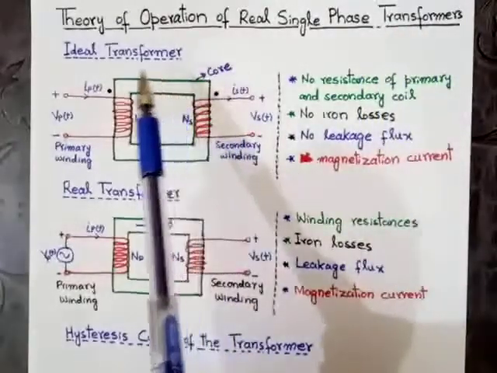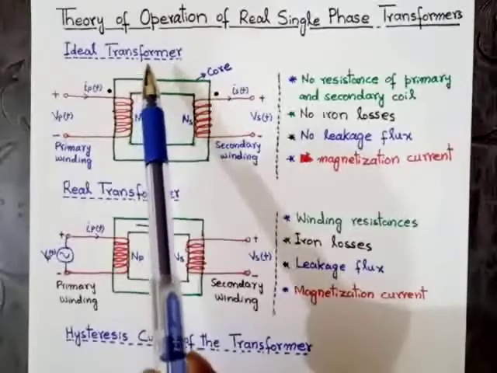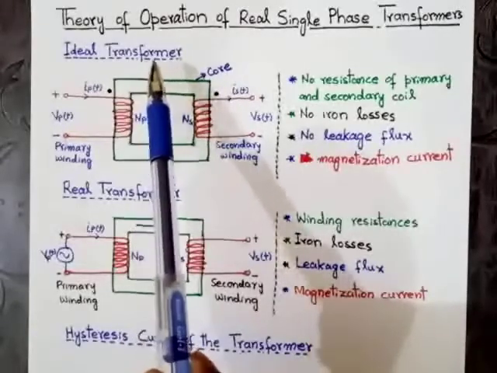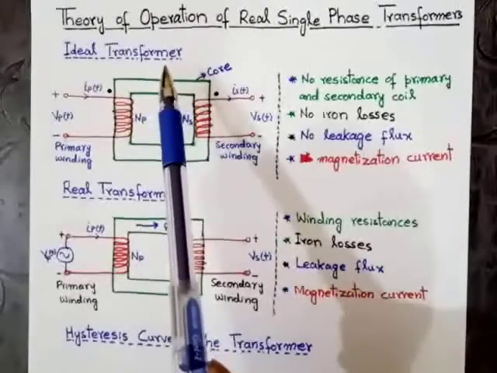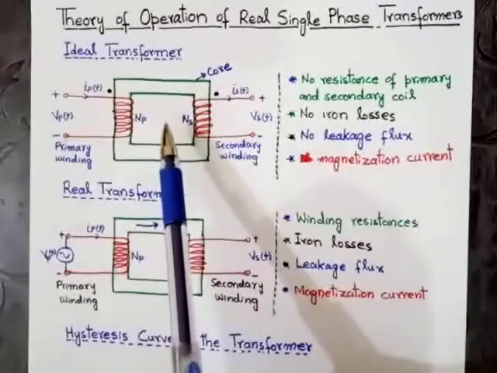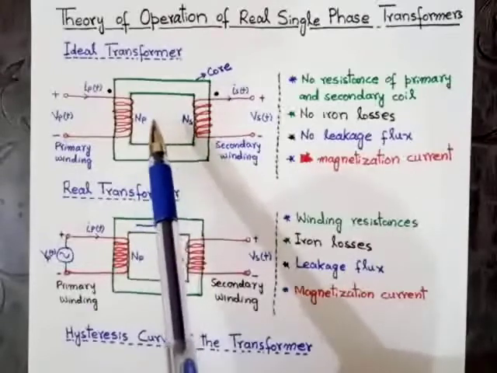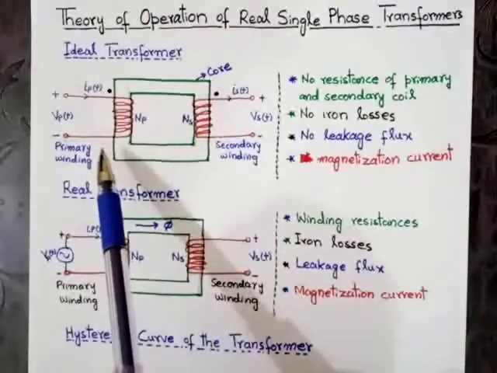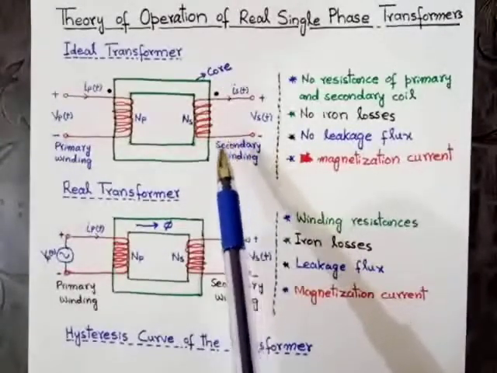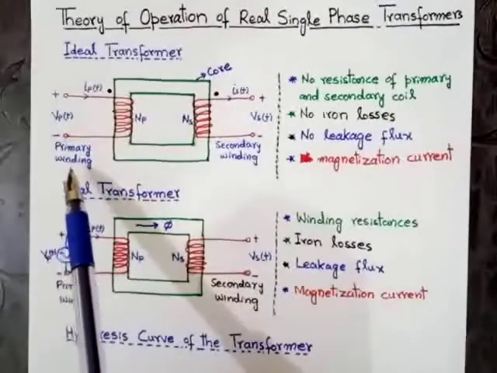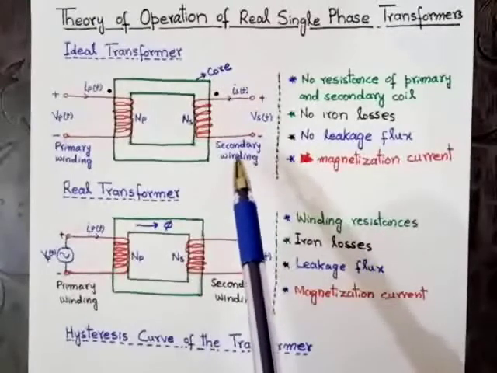As we have already discussed, an ideal transformer is a lossless device with an input winding and an output winding. The diagram of an ideal transformer is shown here. As you can see in this figure, this is the input winding and this is the output winding. The input winding is called the primary winding and the output winding is called the secondary winding.